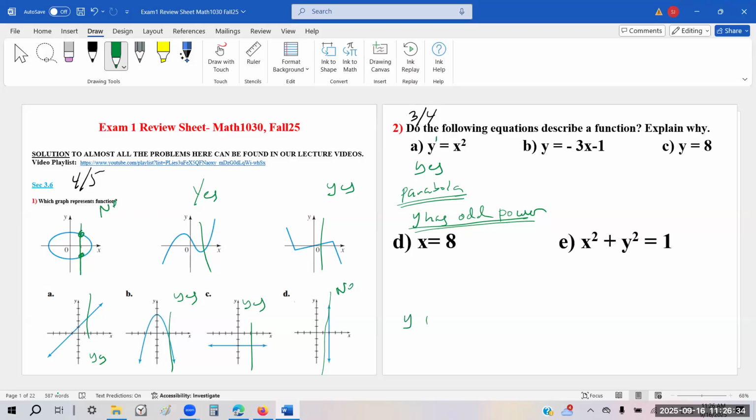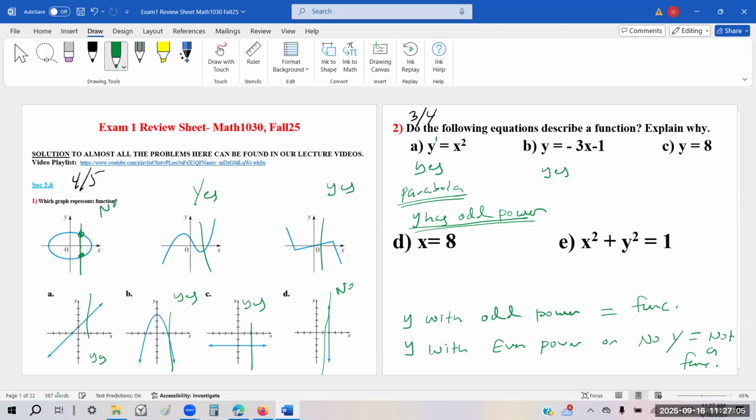So y with odd power: function. Y with even power, or there is no y: if you don't see any y or y with even power, it's not a function. So you just have to remember these two rules. The next one, B, is it a function?